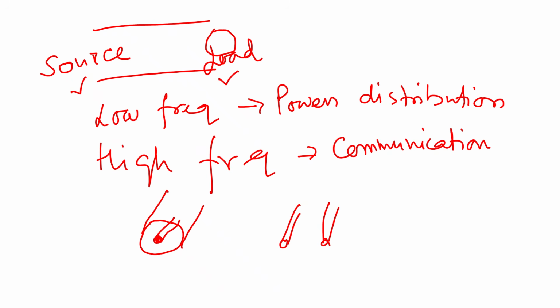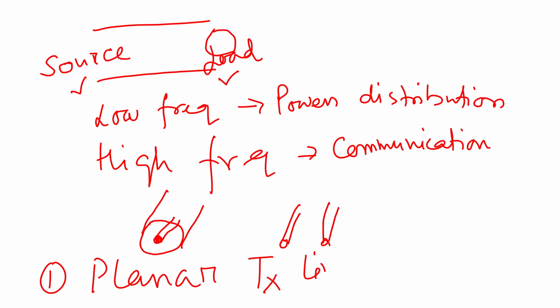Besides these two types of transmission line, we also have the planar transmission line. Then other than that, we have one above a conducting ground plane. Then we also have the microstrip transmission line. So these are some of the common transmission lines that are used in day-to-day life for carrying either power distribution or for communication purpose.